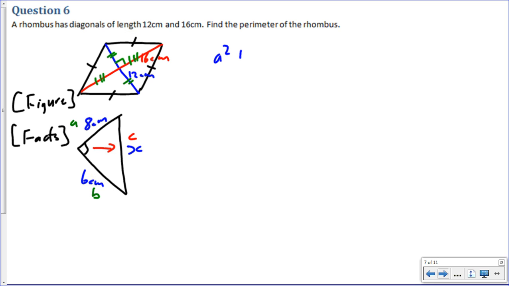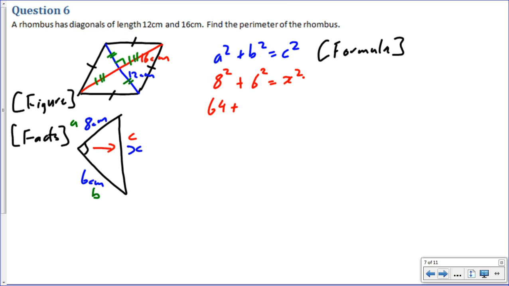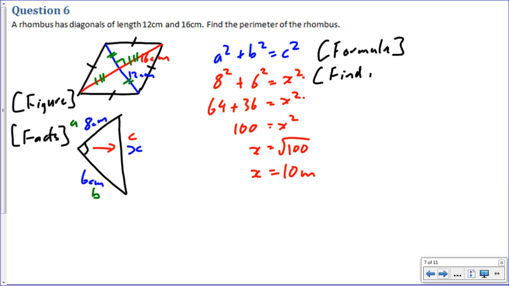So A squared plus B squared equals C squared. So that's now my formula. And we start working through with that. So A, 8 squared, plus B, which is 6 squared, equals x squared. So 64 plus 36 equals x squared. So 100 equals x squared. X equals square root 100. So x equals 10 meters. So there's my find it. And there's the beginning of my fix it.